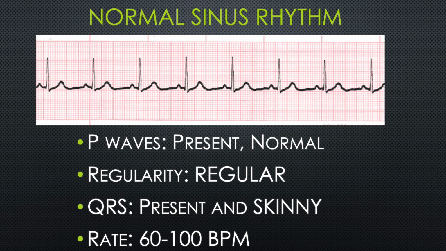The QRS is present and skinny. So in a normal rhythm, that QRS or that pointy thing should be skinny. We're going to talk about later what happens when it's not. And then the rate's going to be normal, again, 60 to 100. So this establishes what is normal. In a normal rhythm, there should be P waves that are present, upright, that small little hill before the QRS. A normal rhythm should be regular, and should have a present and skinny QRS and a rate of 60 to 100 beats per minute.